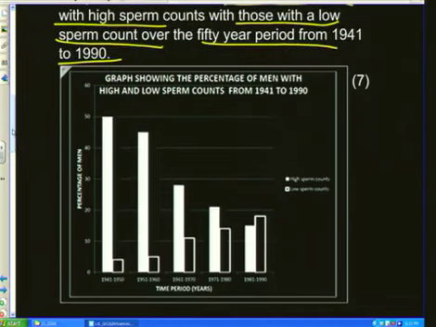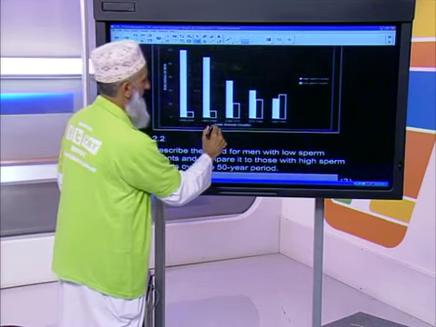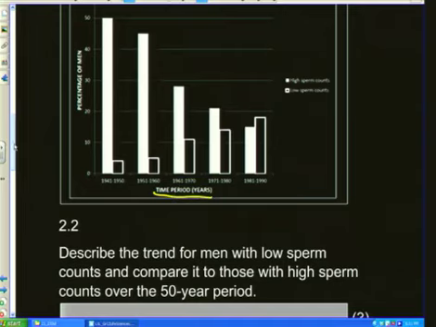So the heading, the title, must have both variables. And the variables are the percentage of men with high and low sperm counts, and the period from 1941 to 1990. So over time. Okay. The x-axis heading, time period in years. Notice the unit must be given. And here, because you're using the word percentage, that's the unit on its own already. Percentage of men. If you want to, you can put that in brackets there, but it's given there already.